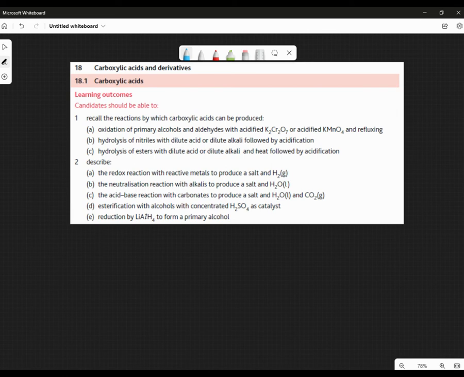So what we have here is, let's start off with a nice easy alcohol. This is ethanol. Okay, and it can be converted into ethanoic acid. All right, this is an oxidation because it's gained oxygen. And how do we do it?